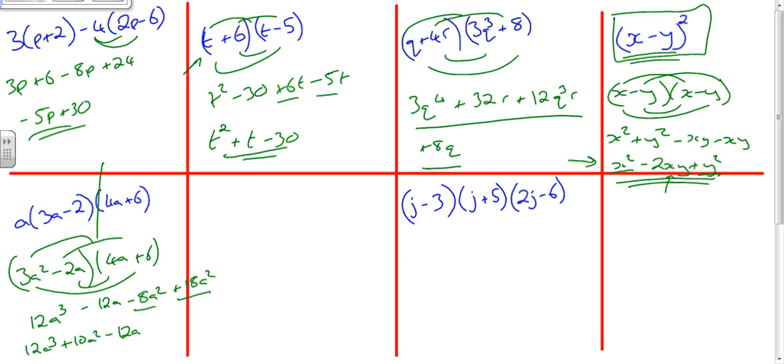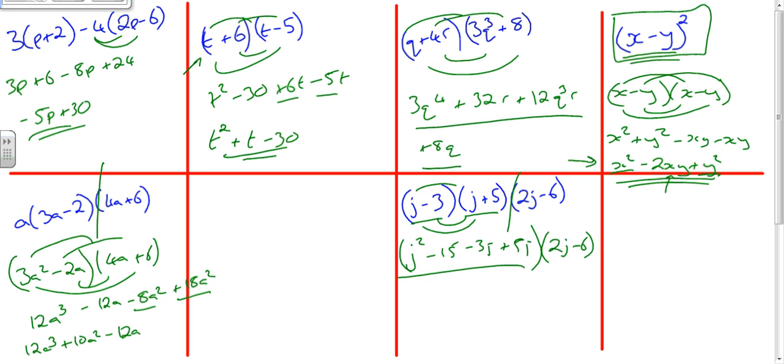And then last but not least, we've got the ones with the j's. So again, we're going to just look at the first two brackets. That's going to be j minus 3 times j plus 5. That's going to be j squared minus 15 minus 3j plus 5j. Stick that in brackets and stick the other bracket on the end, so 2j minus 6. We simplify this bracket, that's going to be j squared plus 2j minus 15. We're going to times that by 2j minus 6. So you're going to times everything by the 2j.